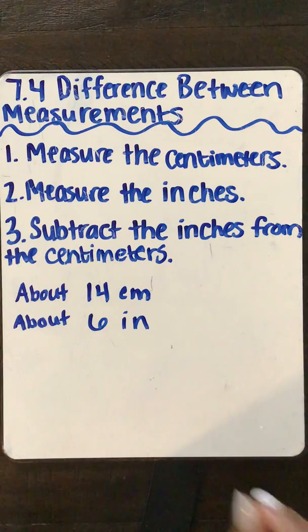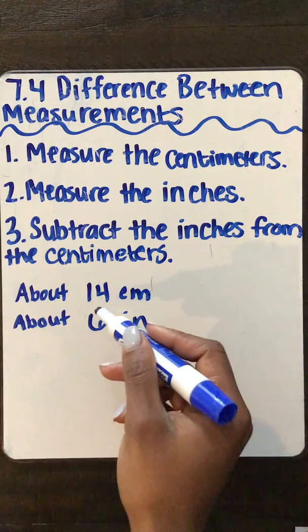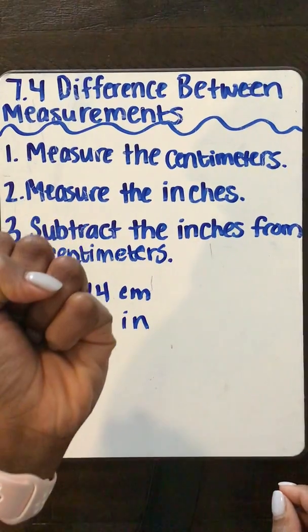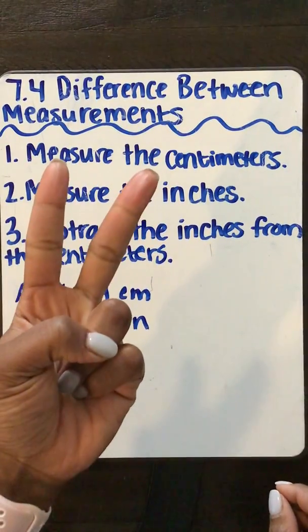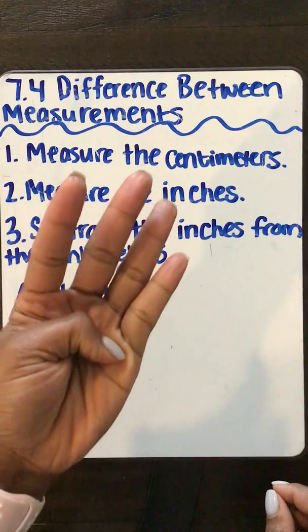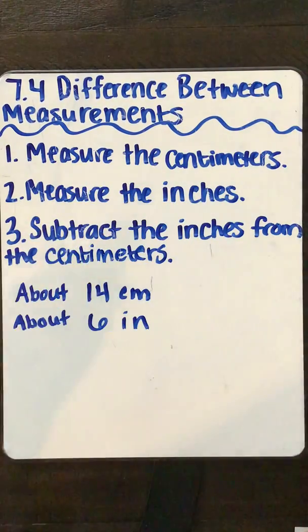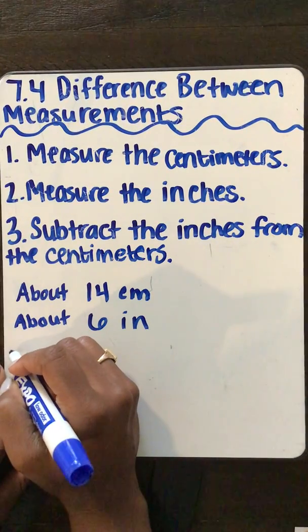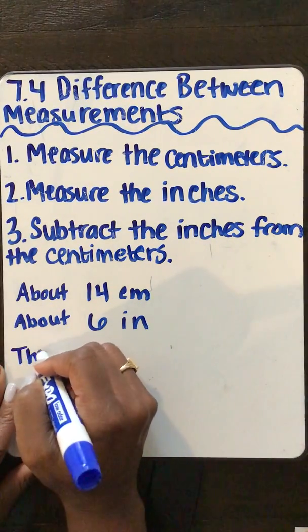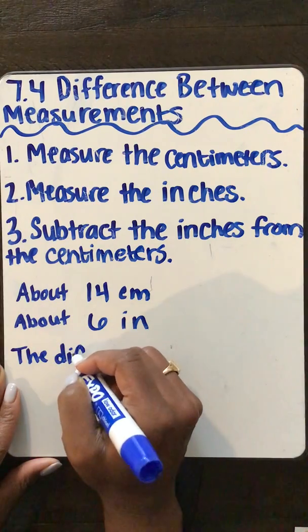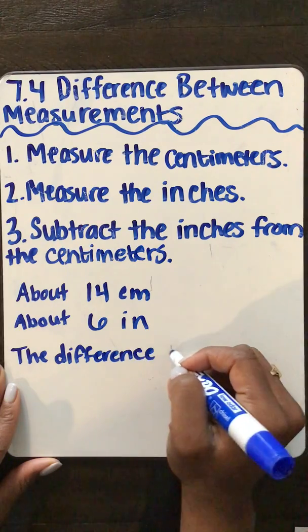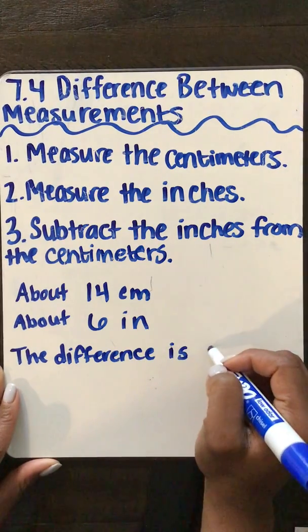I'm going to use the count back method. So I'm going to start at 14 and I'm going to count back 6. So I start at 14, 13, 12, 11, 10, 9, 8. So now I'm going to write down the difference is 8.